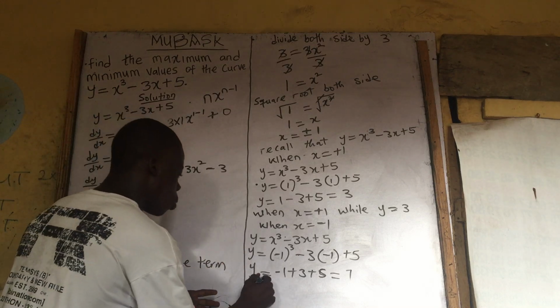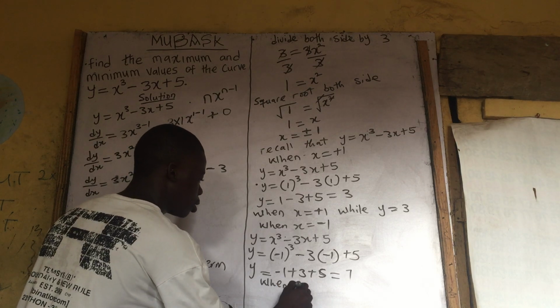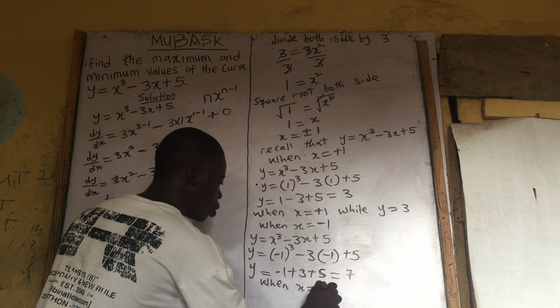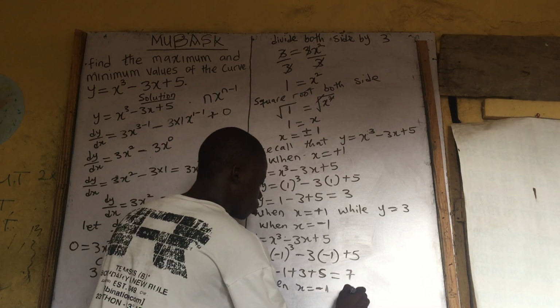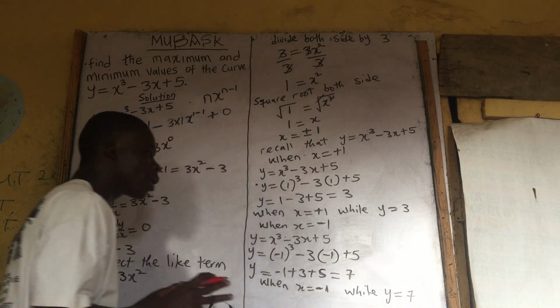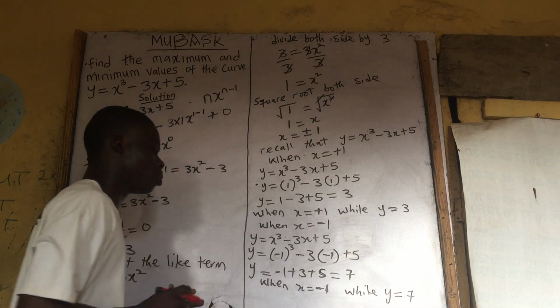So when x equals minus 1, y equals 7. So we can now find our maximum and the minimum.